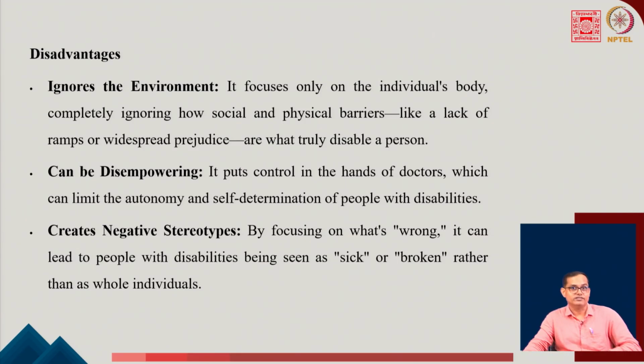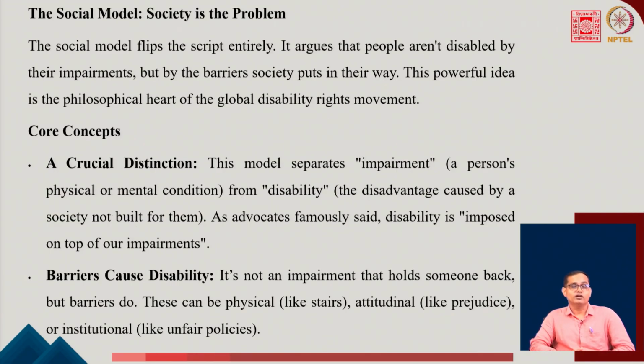as whole individuals. The next model of disability is the social model of disability that considers society as a problem. The social model flips the script entirely. It argues that people are not disabled by their impairments, but by the barriers which society puts in their way. This powerful idea is the philosophical heart of the global disability rights movement.